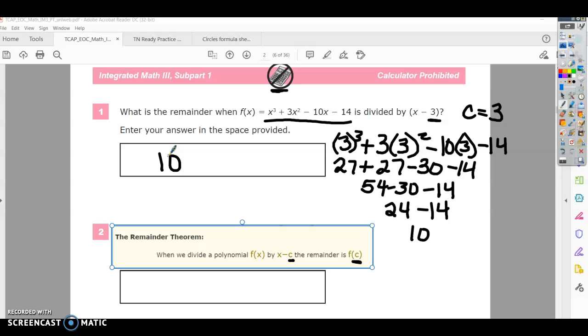Again, you can do synthetic division, long division, or use the remainder theorem.